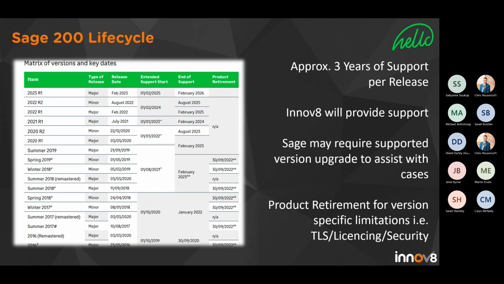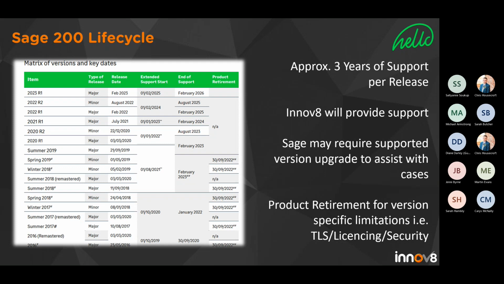There are some products on here that have been flagged as product retirement. If you're on one of these, Sage probably isn't working for you anyway. They've been put into product retirement due to version specific limitations. Most of these were hit with the TLS licensing changes that Sage made. A lot of people had upgrades to get onto a more recent version to work with Sage's new security on their licensing. So those versions were all end of life, if you like, product retirement for those versions.